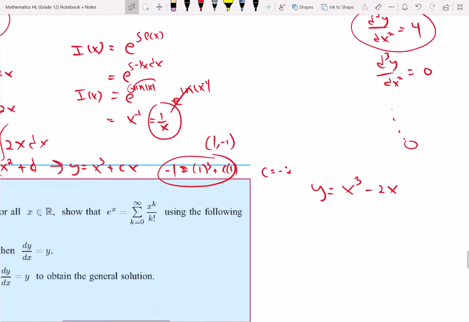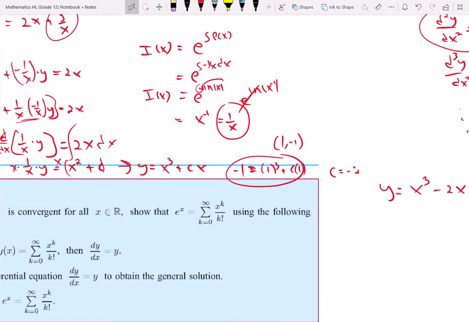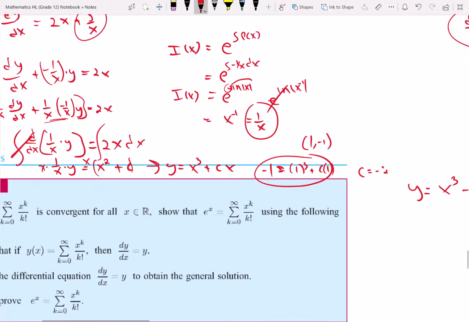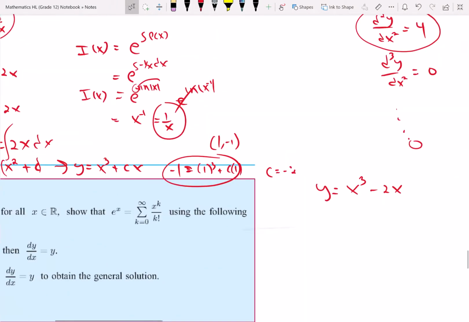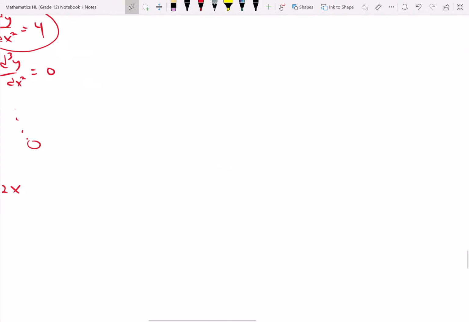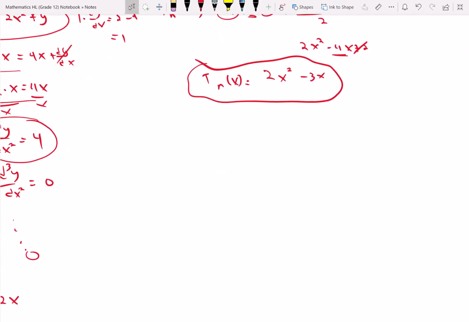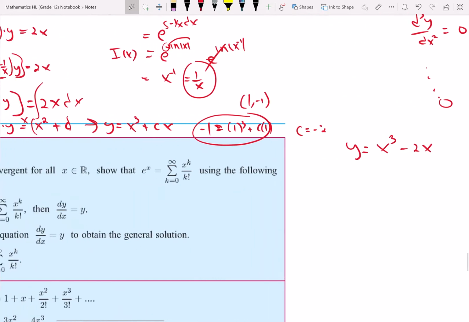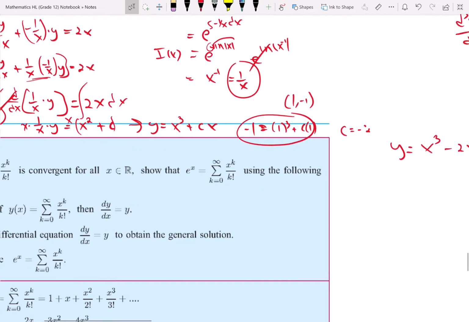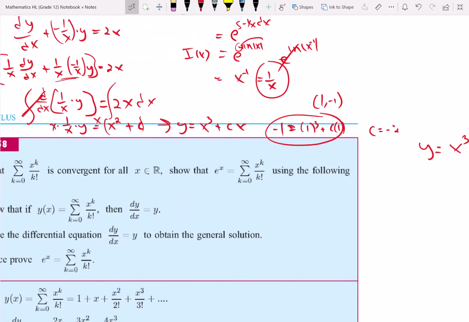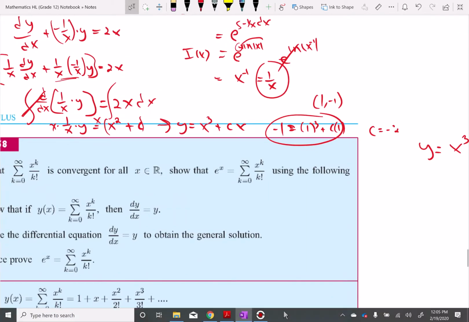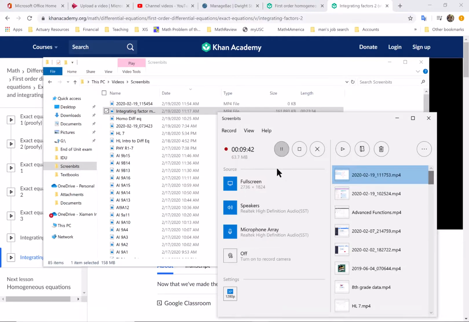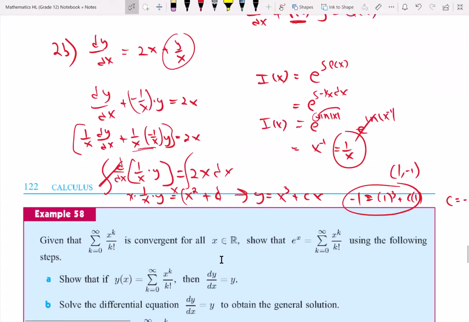What did I do wrong? Oh, geez, that was dumb. We should be getting the same thing as we got here, 2x squared minus 3x. Hold on one second. Okay, I see where I made my error.